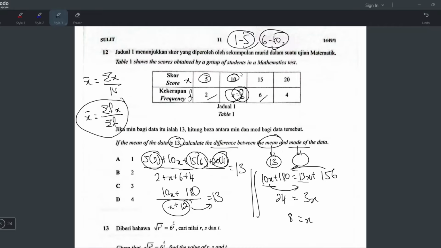8 is the highest frequency, so the mode is 10. Okay, 10 appears the most times in that data. So this is 10. Now to find the difference, just take the bigger minus the smaller. So 13 minus 10, that gives you 3. So 12 answer is C.